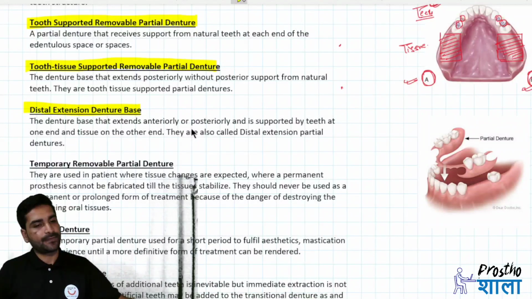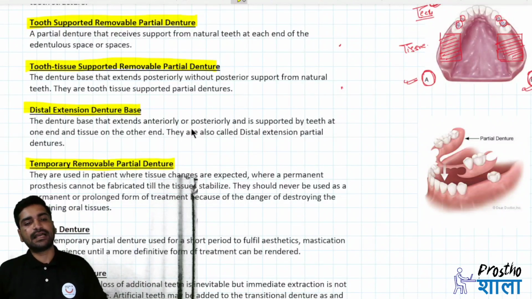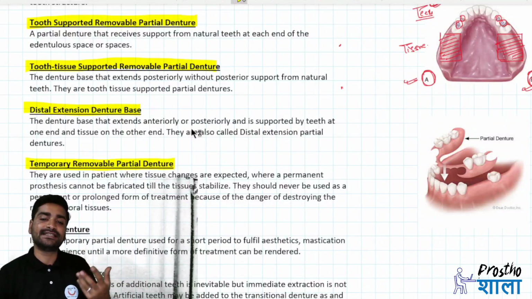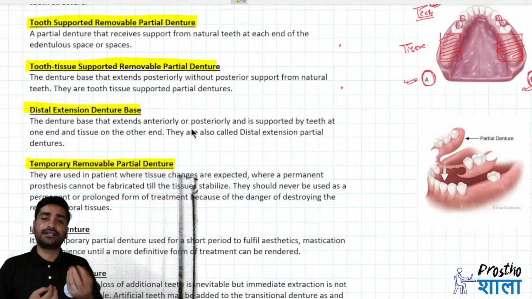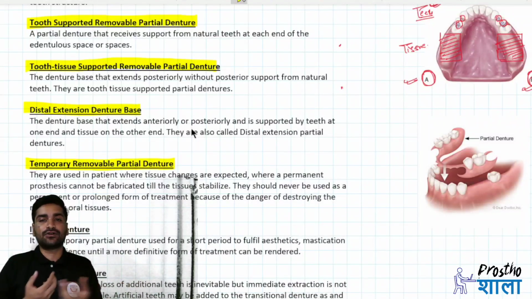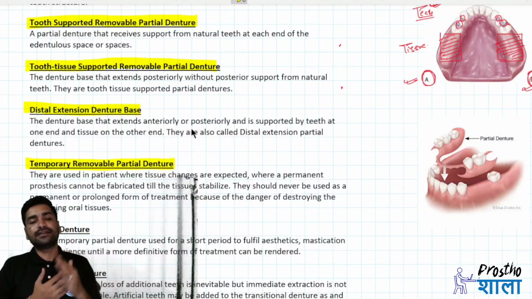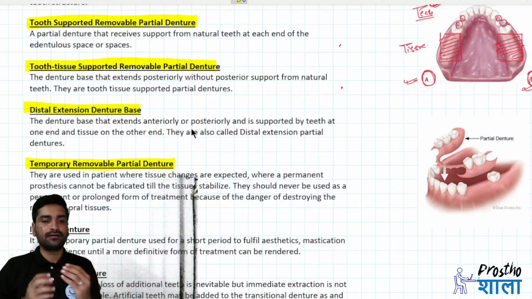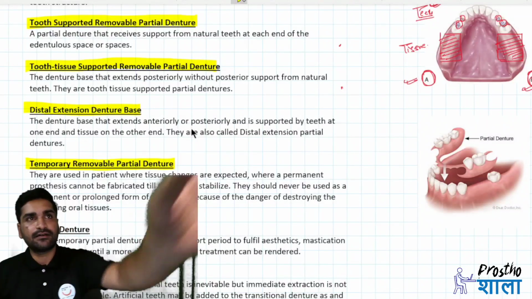Okay, similarly we have temporary removable partial dentures. They are used in patients where tissue changes are more, where if you fabricate a permanent prosthesis, after some time the tissue might change and you might have to fabricate a new one, because the old RPD won't actually fit, right? So in those cases we give a temporary removable partial denture. For the time being it is worn, and then as there is change we can in future fabricate a final prosthesis.